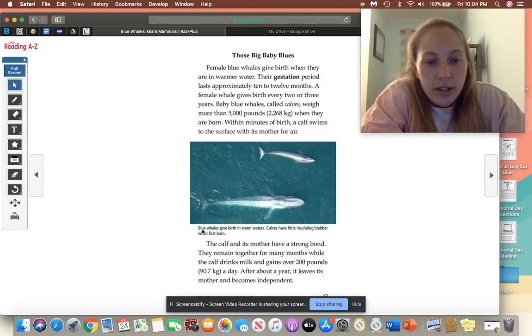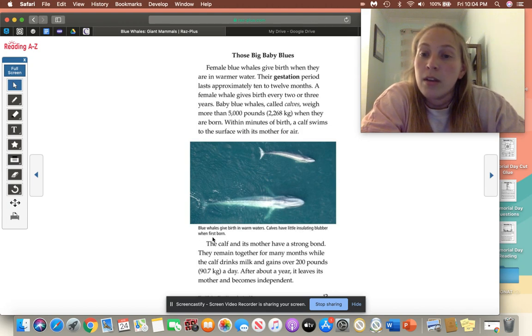This caption says, blue whales give birth in warm waters. Calves have little insulating blubber when they're first born. So that must be important why they stay with their mother.